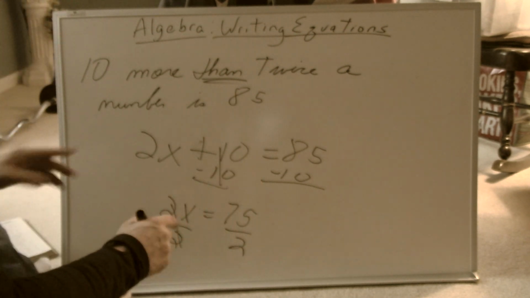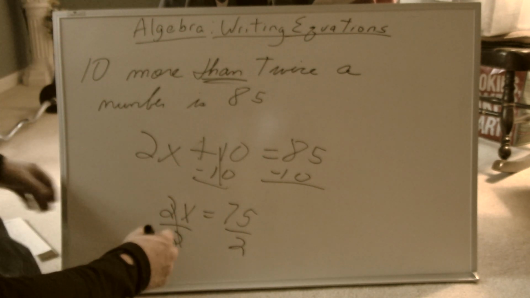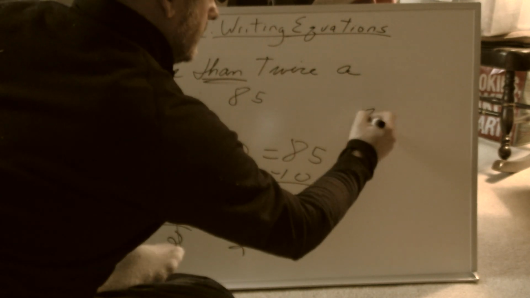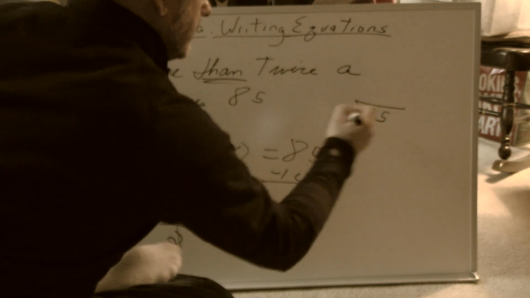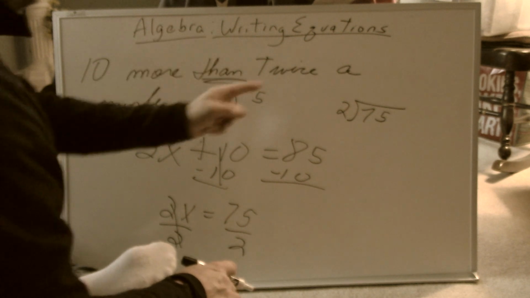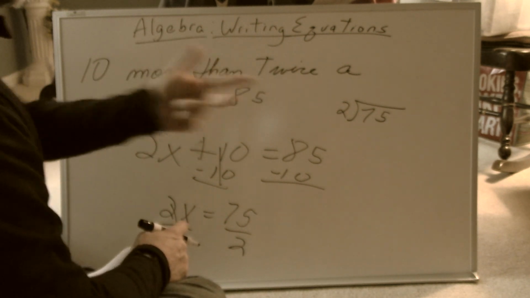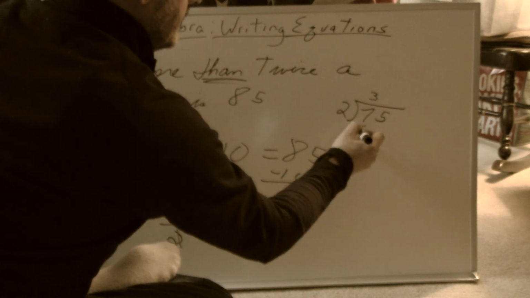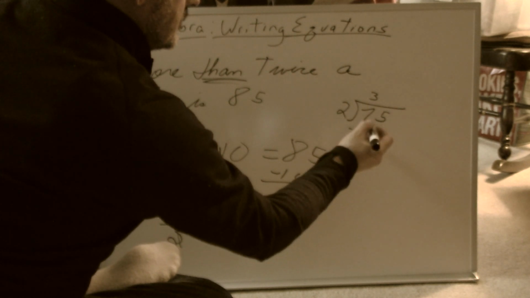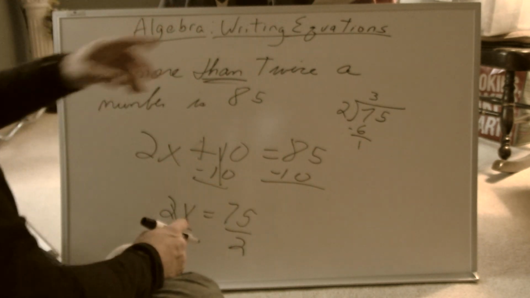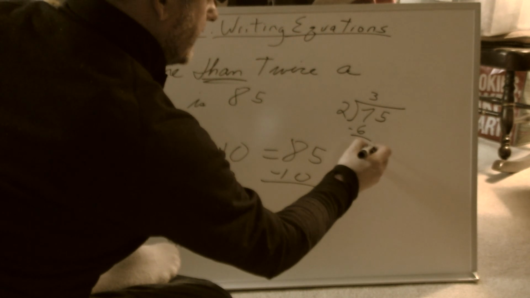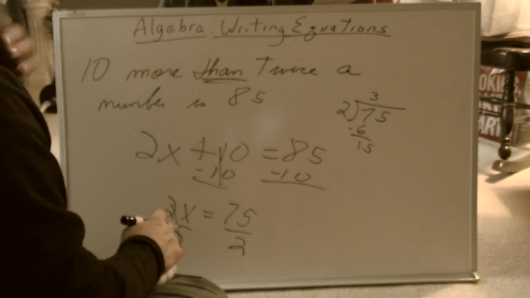And let's see, now we're going to divide 75 by 2. So let's do it over here. 75. We'll do it out for you, because you can't always do these things in your head. 2 into 7. 2, 4, 6. 3. 3 times 2 is 6. Subtract. 7 minus 6 is 1. Bring the 5 down. 2 into 15.